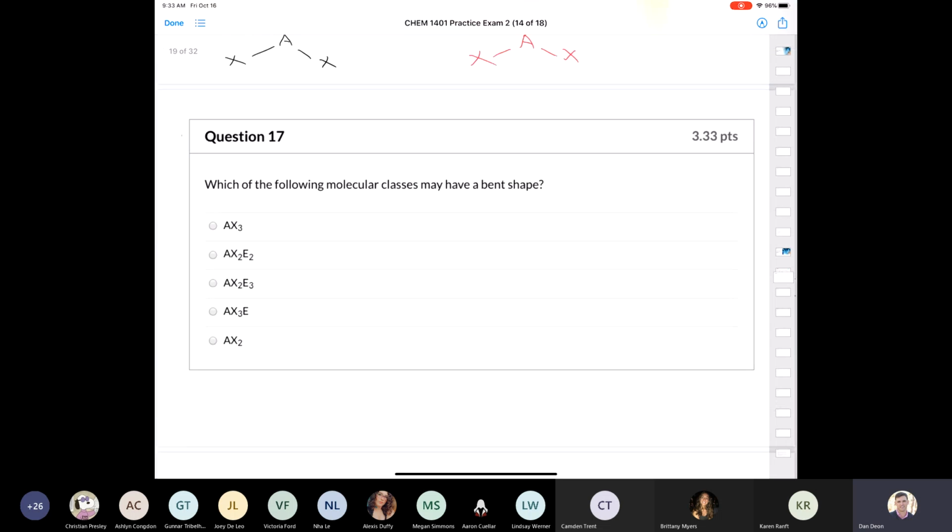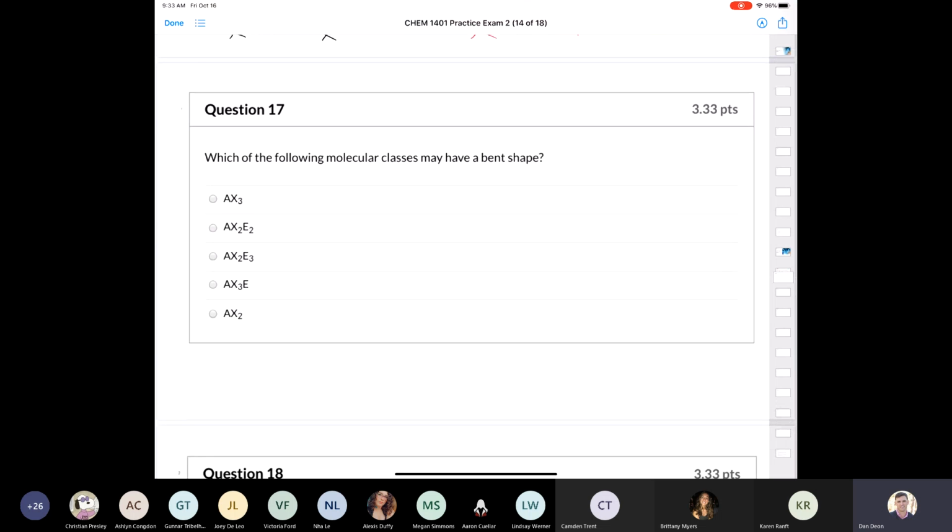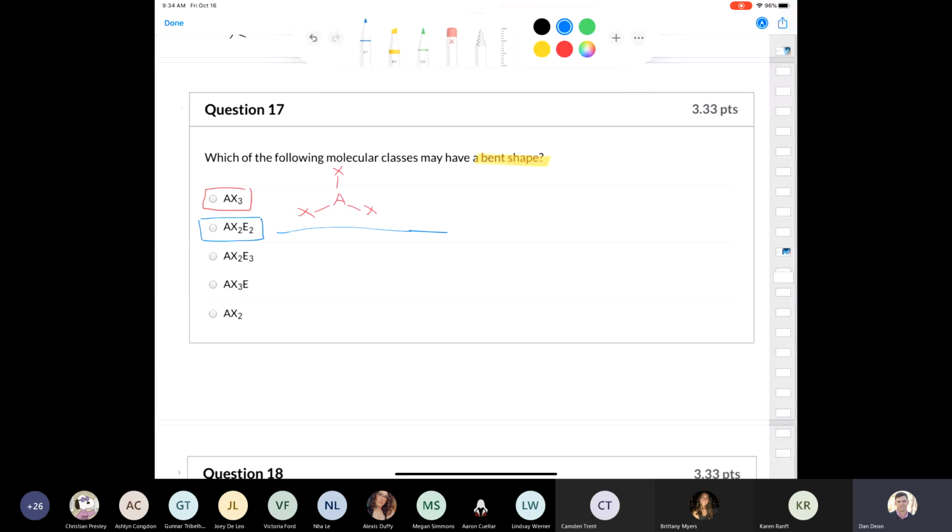Number 17, which of the following molecular classes may have a bent shape? I'm going to go through this one a little bit quicker. We're looking for something with a bent shape. If we start with AX3, of course, that's going to be trigonal planar in terms of both its molecular geometry and its electron geometry. If we have AX2E2, that's 4 regions of electron density. We're going to have 2 X's like this, and we'll have a lone pair here and a lone pair here, because our electron geometry is tetrahedral, but our molecular geometry is in fact bent. And so this is the correct answer.